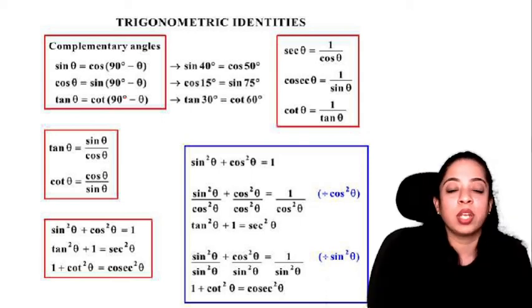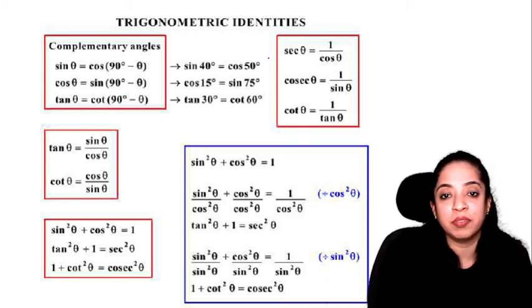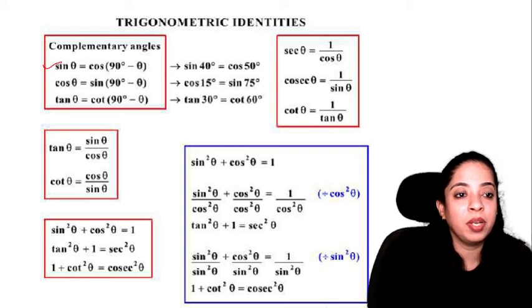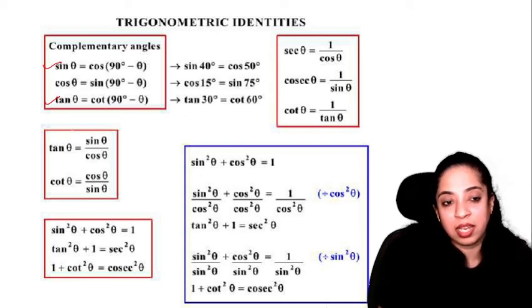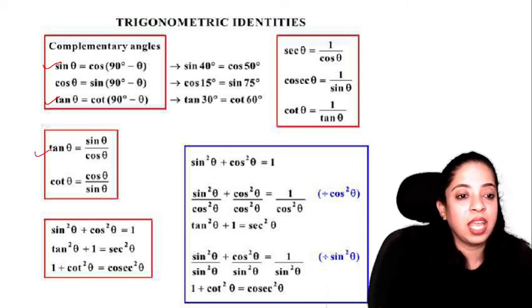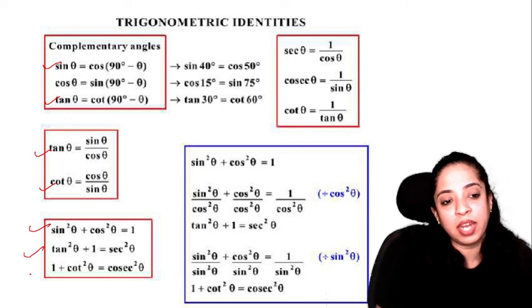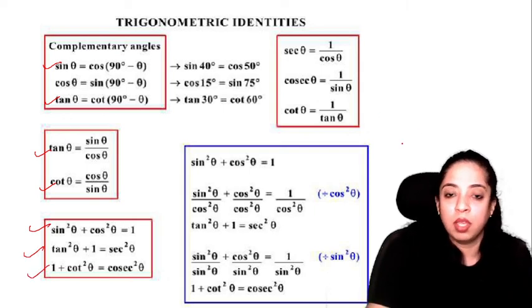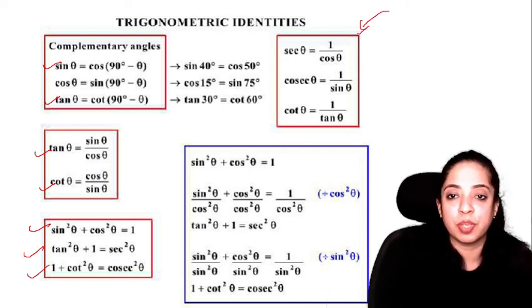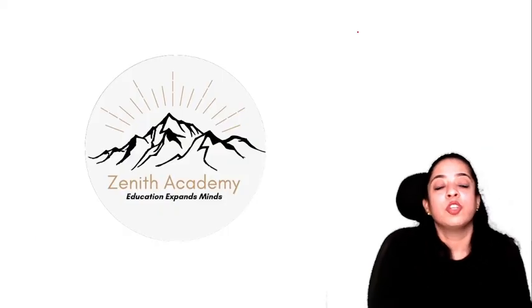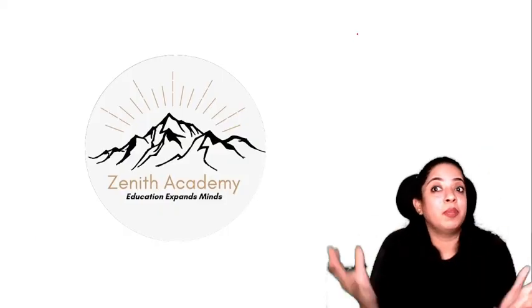So here is what I have given you. You can take a screenshot of this. I have taken complementary angles: sine and cos, tan and cot, cosec and sec. Then tan is sine by cos, cot is cos by sine. All three trigonometric identities I have also taken here, and these are the reciprocal relationships. So I've explained the basic concepts to you.